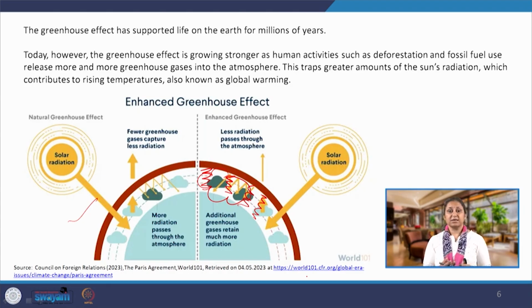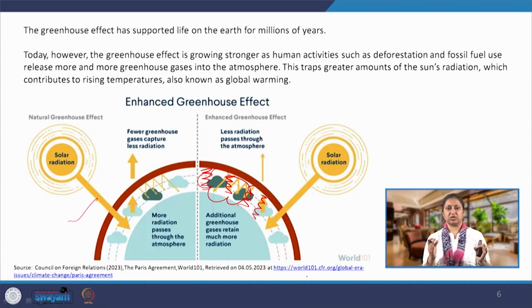What that implies is that more radiation coming from the sun is now trapped in the atmosphere. It is not able to escape into outer space, and hence we have this phenomenon which we have discussed so far as global warming. And global warming is the central phenomenon which is causing a lot of climate change to happen.